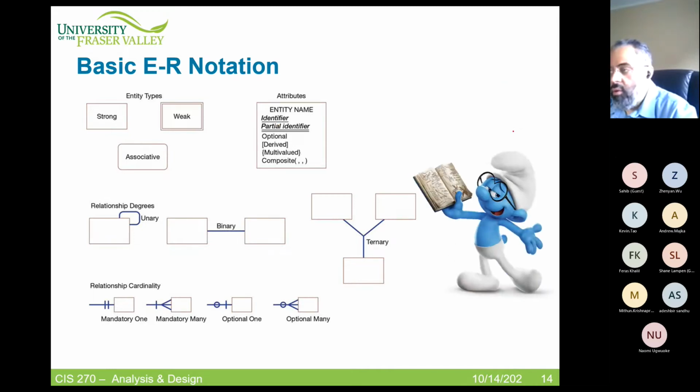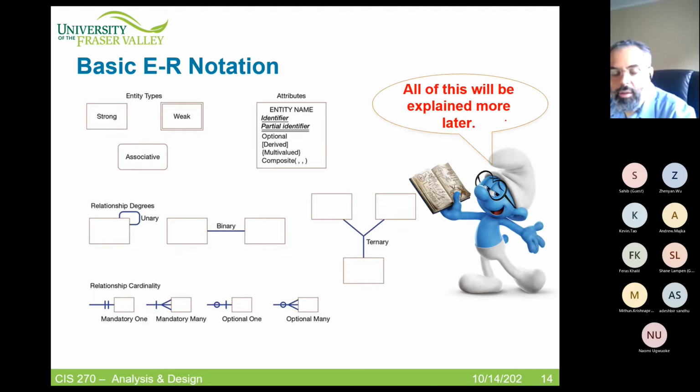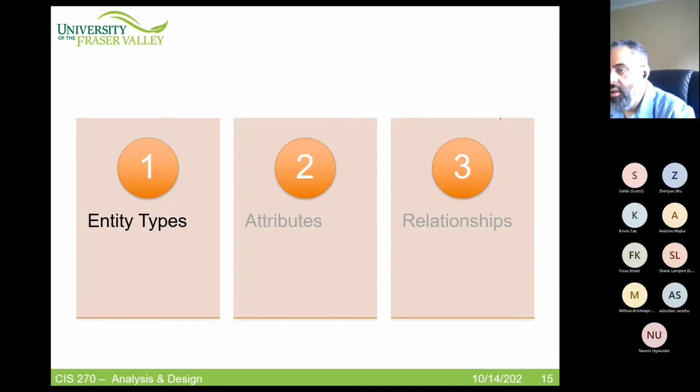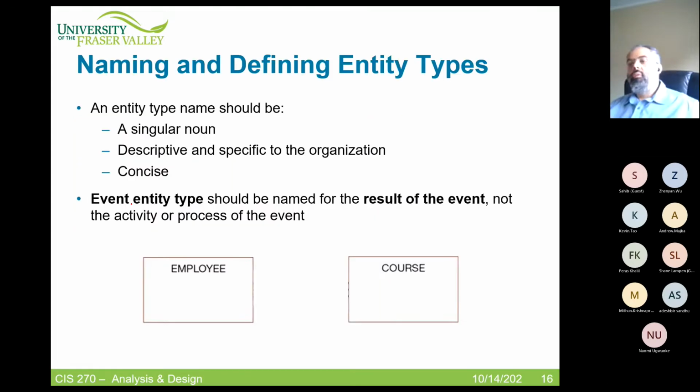All of this we'll explain as we go, so we'll explain more during the lecture. So let's start with the entity types now. We said an entity type should first have a singular noun. We don't say employees, we say employee.